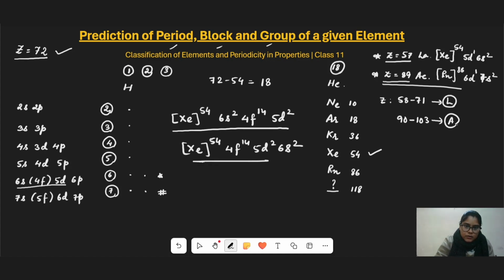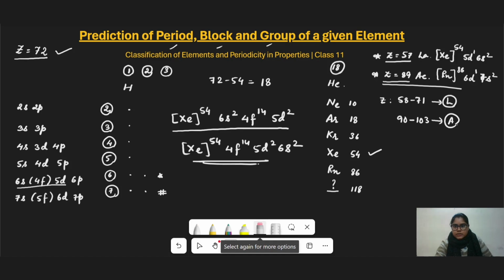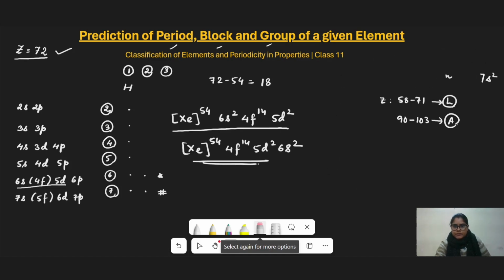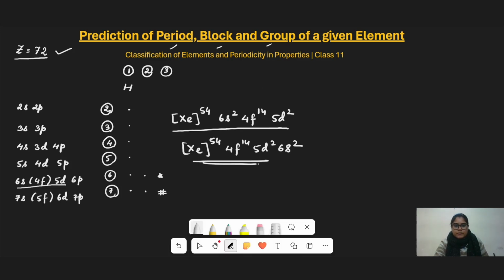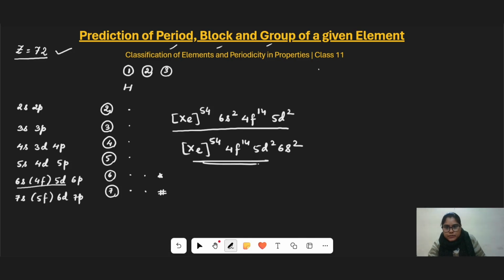All right. Now, how do we identify the period, block, and group? I'll quickly discuss that here, and then we will identify it for this particular element. So for period, it corresponds to the principal quantum number n of the valence shell.